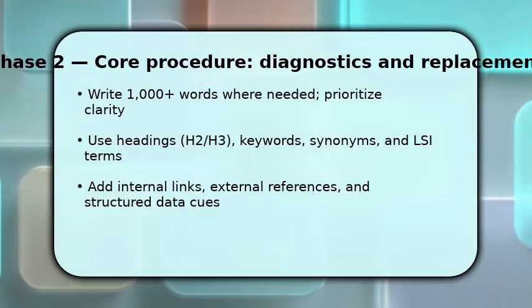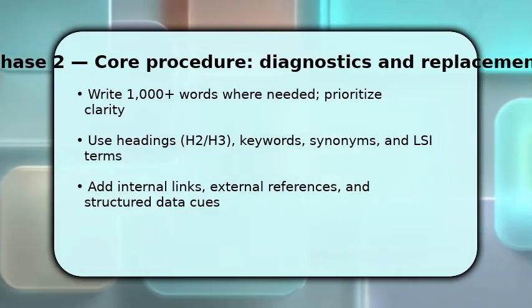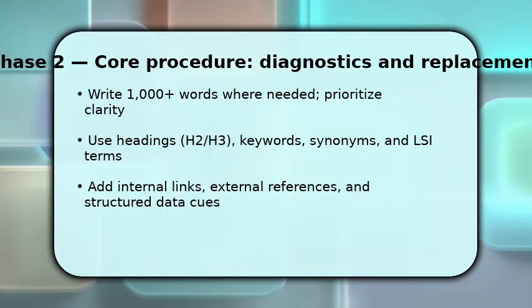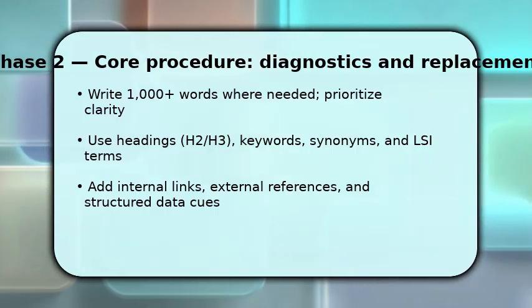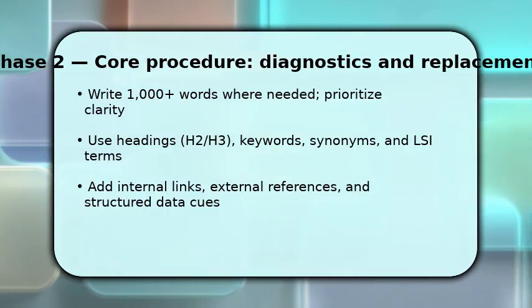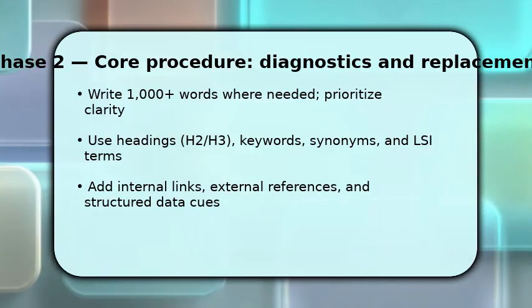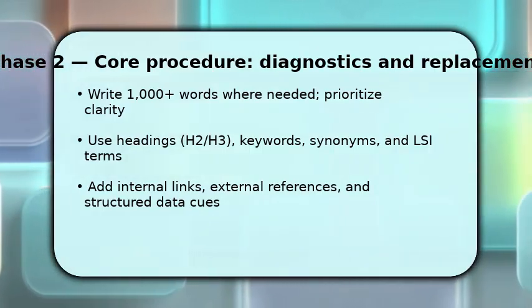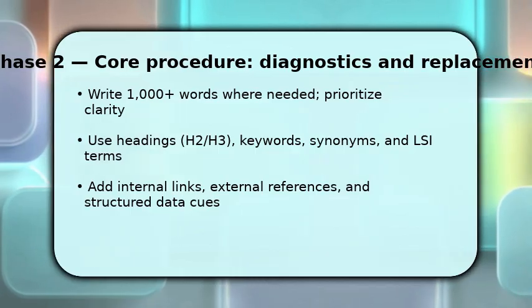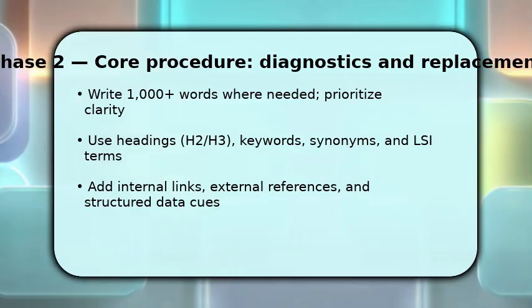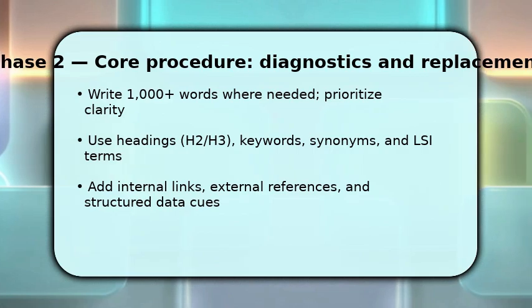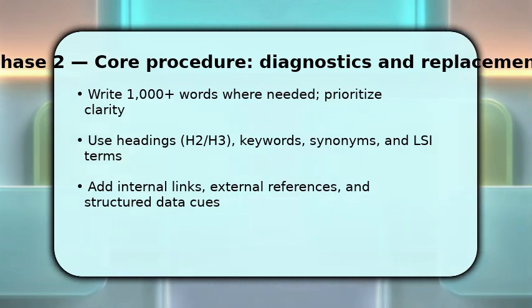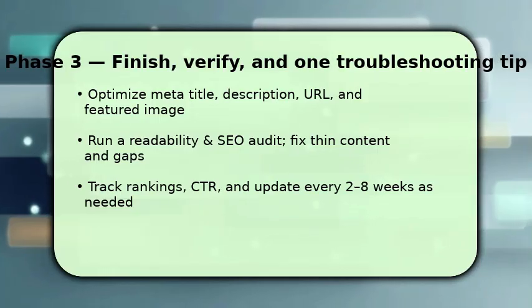Incorporate the primary keyword in the H1 and H2s where natural, then sprinkle long-tail variants and synonyms to capture related searches. Once a section is written, insert internal links to relevant pages and 1 or 2 authoritative external references. Make sure to add lists, numbered steps, and schema hints so search engines and readers quickly parse the value you deliver. You finish by optimizing meta title, description, and URL for clicks.